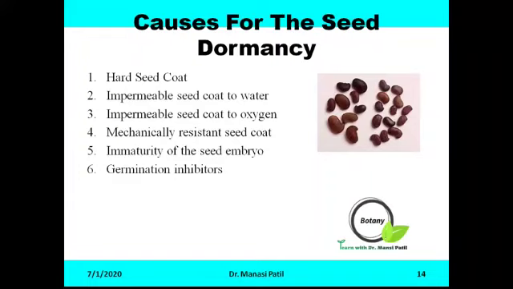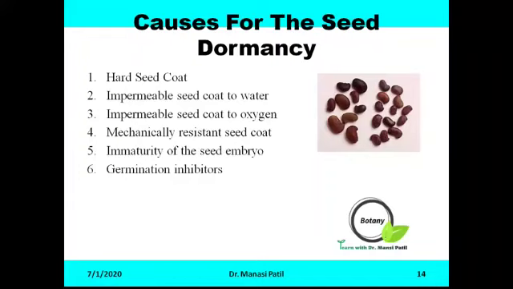The fourth cause, that is mechanically resistant seed coat. In several seeds, dormancy is due to mechanically resistant seed coats that are permeable to water and oxygen, but the seed coats are so hard that they cannot be broken by the growing embryo, and therefore there is no germination.